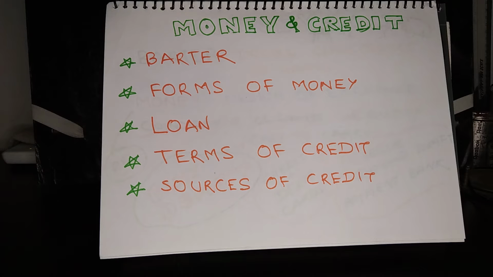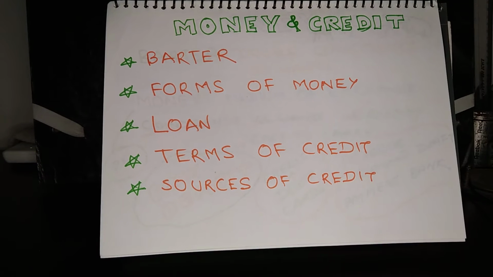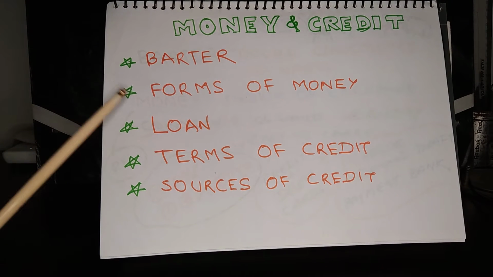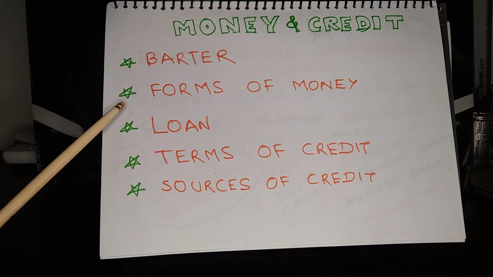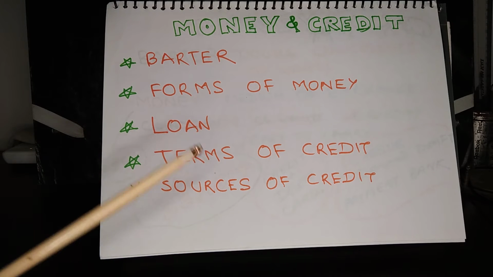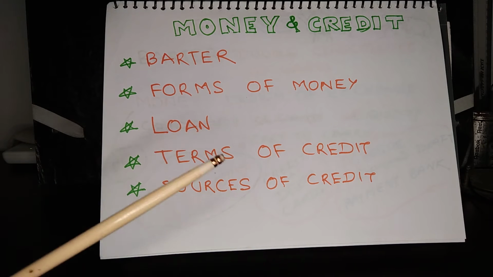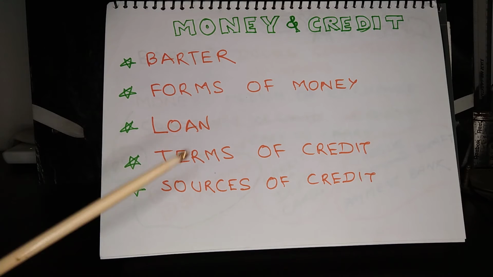In this lesson, you will be learning about money and credit. You will learn about the barter system, different forms of money, loan, terms of credit and sources of credit.